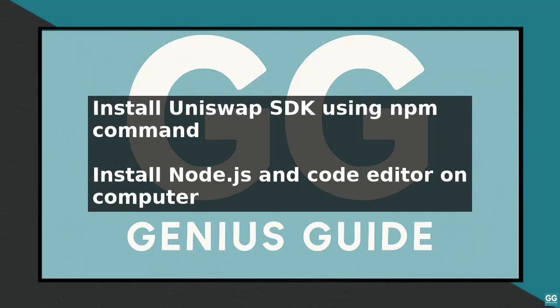Welcome to this tutorial on setting up the Uniswap SDK. The Uniswap SDK is a powerful tool for building decentralized applications on the Ethereum blockchain. To get started, you will need to have Node.js and a code editor installed on your computer.